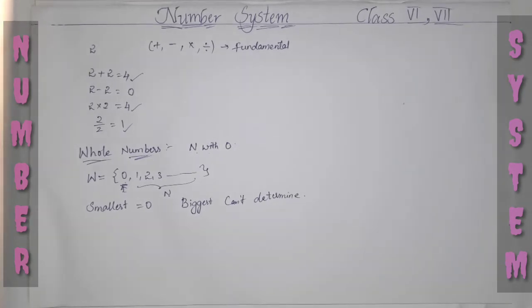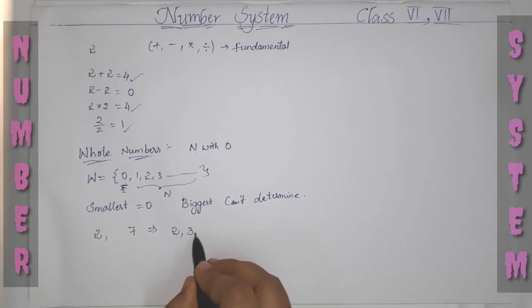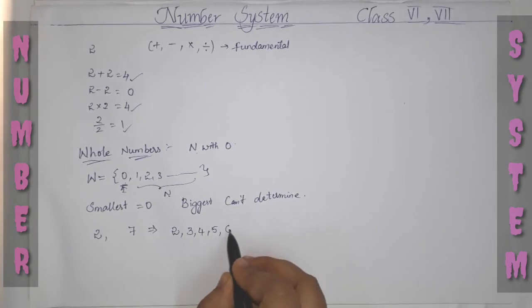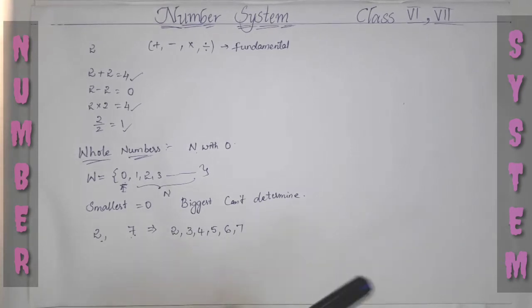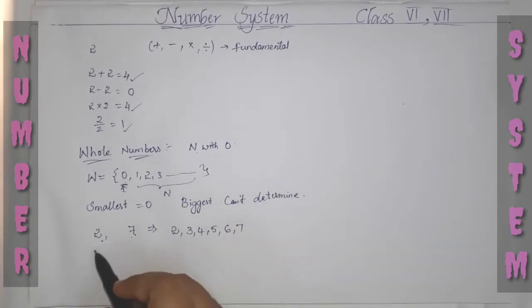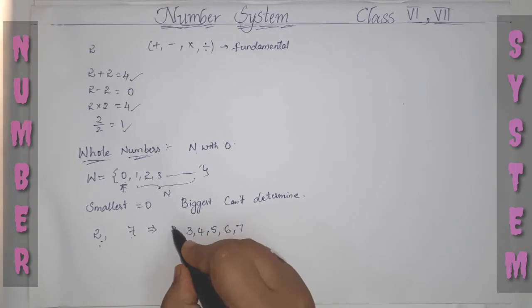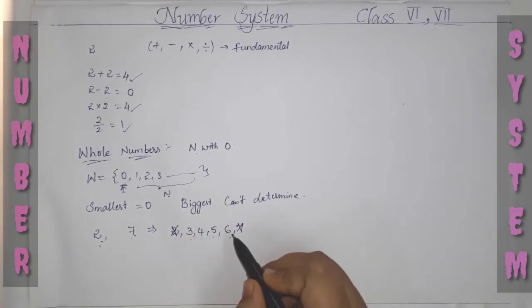Next, suppose I am taking any two whole numbers. Suppose I am taking 2 and 7. In between 2 and 7, how many whole numbers can I write? Yes: 3, 4, 5, 6. Whenever we use the word between, we have to exclude the given numbers. What are the given numbers? 2 and 7. Except 2 and 7, how many do we have? 3, 4, 5, 6.